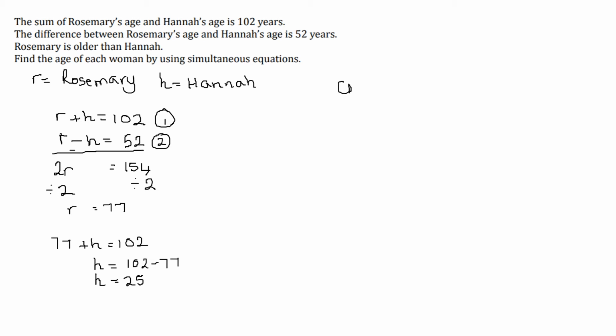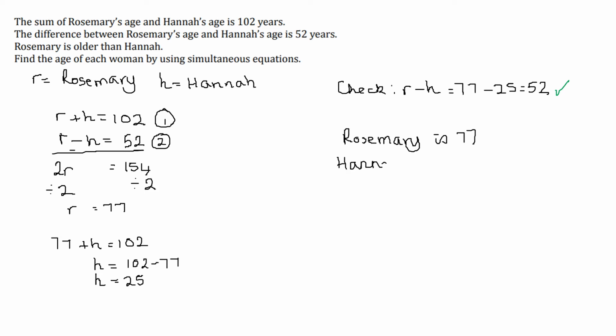And then we must do our check. So we must check that Rosemary's age take away Hannah's age will give us 52. So Rosemary take away Hannah will give us 77 minus 25, and that will give us 52. So we know that our answers are correct. So we can then say that Rosemary is 77 and that Hannah is 25.